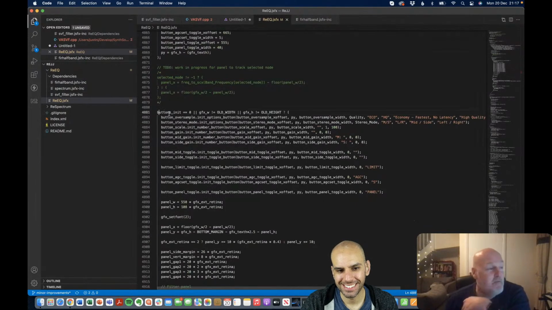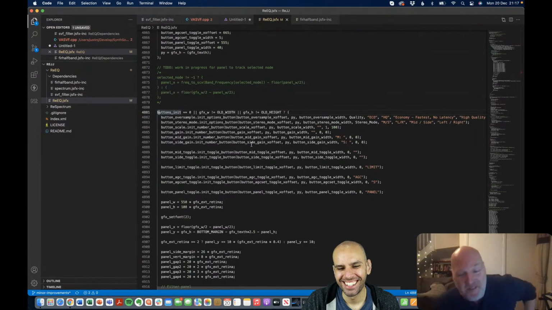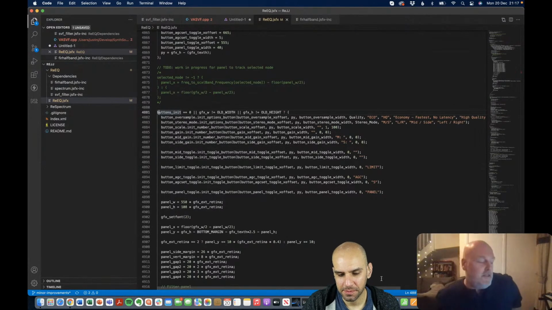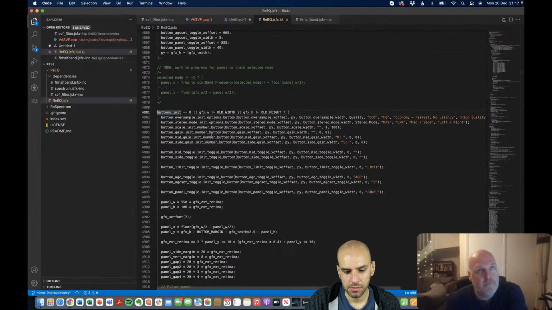Minor improvements. That's what's in the minor improvements branch. There's just a few tweaks in there at the moment. I think there's another branch I've got that's testing out a new AGC algorithm, so the automatic gain compensation that's in ReEQ at the moment.